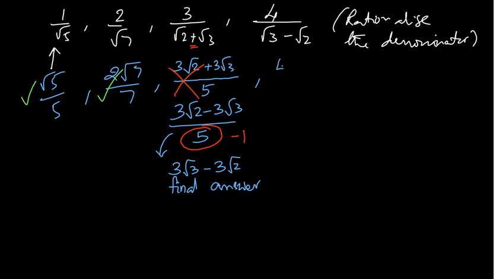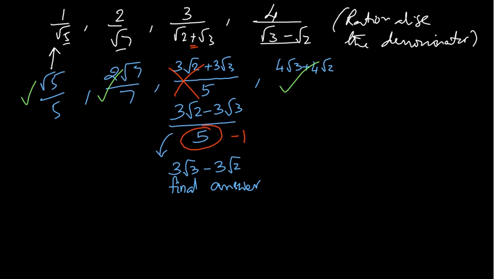4 times root 3 plus 4 times root 2. That's it, right? This is the final answer. Okay, it's correct. So this is how we do the rationalization. Now we went with the simple things. We just have the denominator such as a simple thing like that.